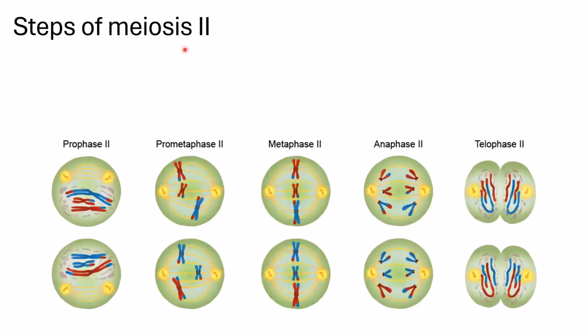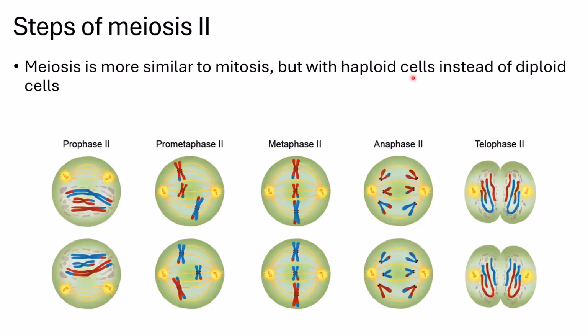Meiosis 2 is very similar to mitosis, with the only difference being that the cells are haploid. The nuclear envelope breaks down, and mitotic spindles form again in prophase 2. The mitotic spindles attach to the kinetochores of the sister chromatids in prometaphase 2. The chromosomes line up in the center in metaphase 2.